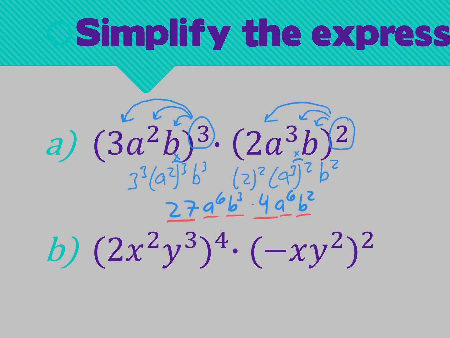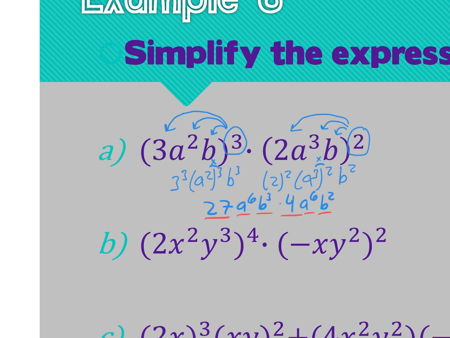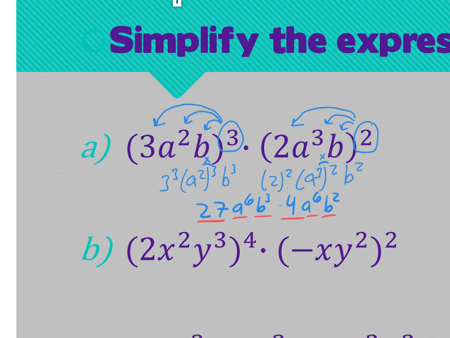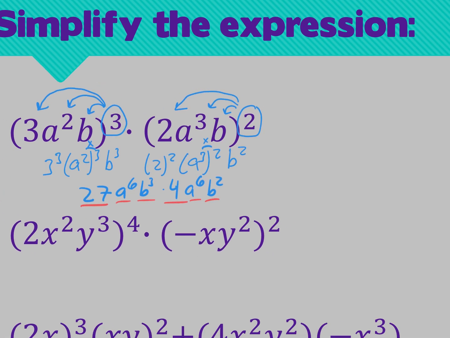You guys don't have calculators on your test and quiz, so if you can't do 27 times 4 in your head, do it to the side, just like we did in elementary school. Do it the long way. 4 times 7, 28. Carry the 2. 2 times 4 is 8, plus 2 is 10, so 108.